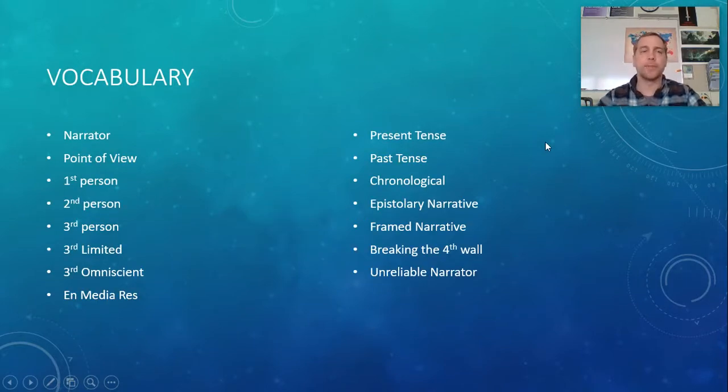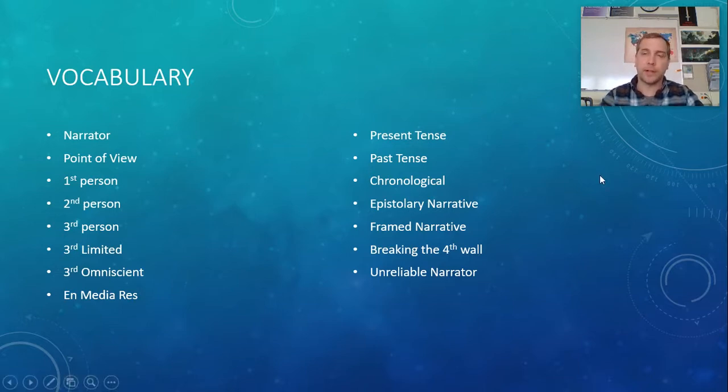Okay, and so looking at some of the vocabulary we have in this lesson, you should understand these terms by the end of this slideshow and presentation. You want to know what the narrator is. You want to know what the point of view of the story is. You're also going to want to know what a first person, second person, and third person narration is. And you want to know the difference between third person limited and third person omniscient narration. The terms in media res, present tense, past tense, chronological, epistolary narrative, frame narrative, breaking the fourth wall, and unreliable narrator are all terms that will help you understand your writing and the choices you're making in your writing better.